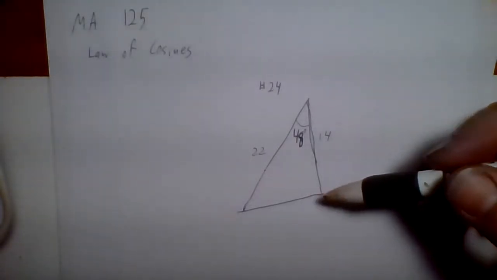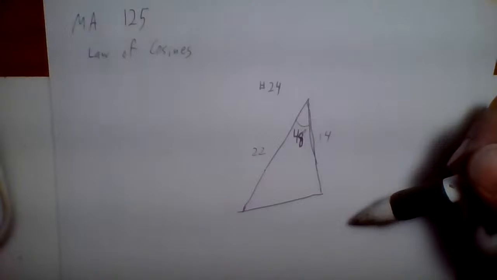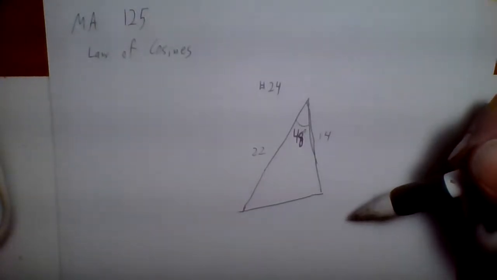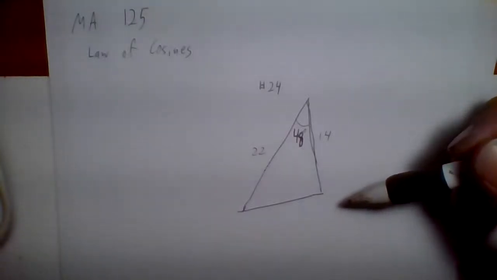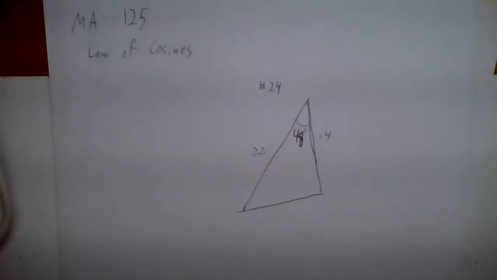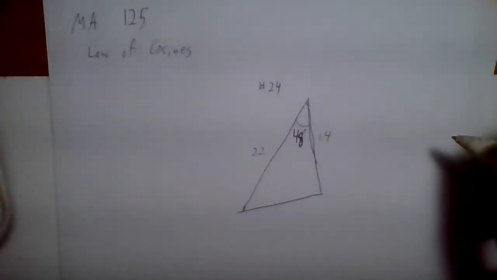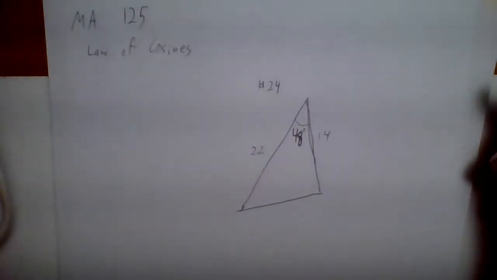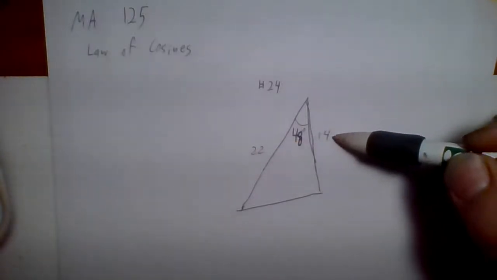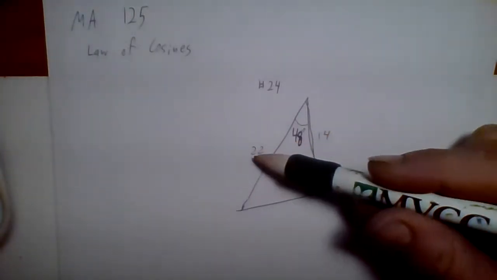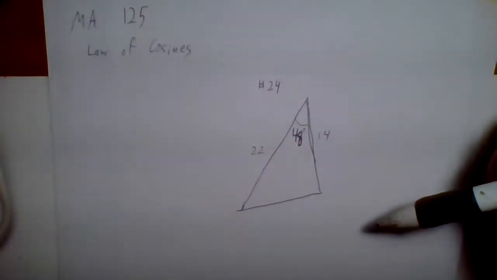This looks like a 90-degree angle, but I don't know if it is. I don't think it's going to be exactly 90 degrees. We're going to have to give that a try and see what happens. The law of cosines applies anyway. But if you're looking at this and thinking 22 squared and 14 squared and this squared, if you're thinking about Pythagorean theorem, you're not too far off.